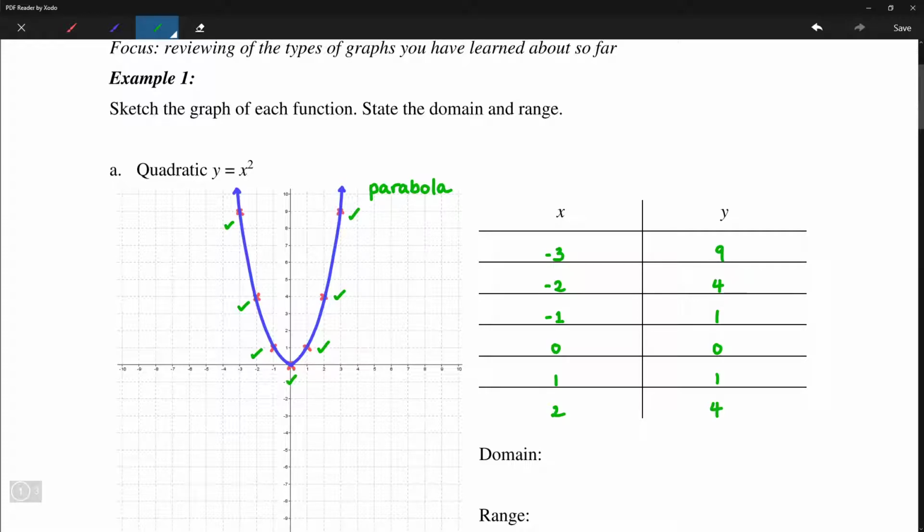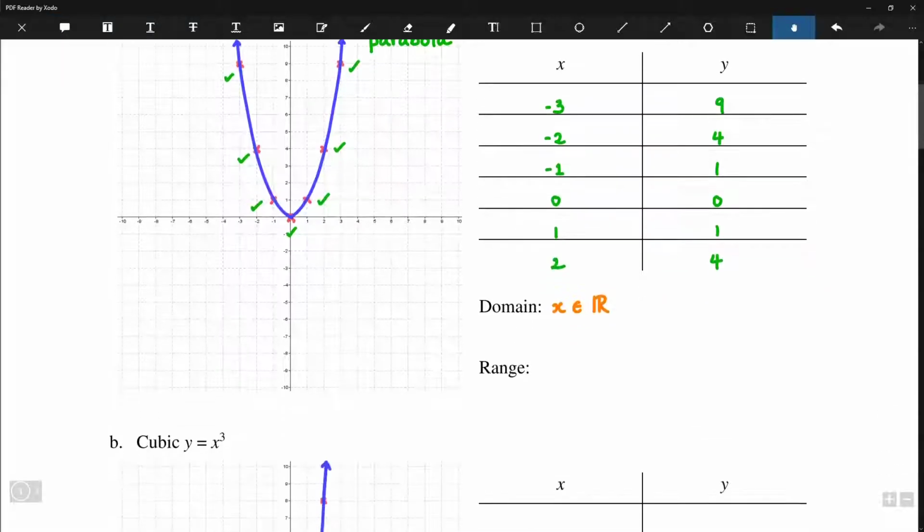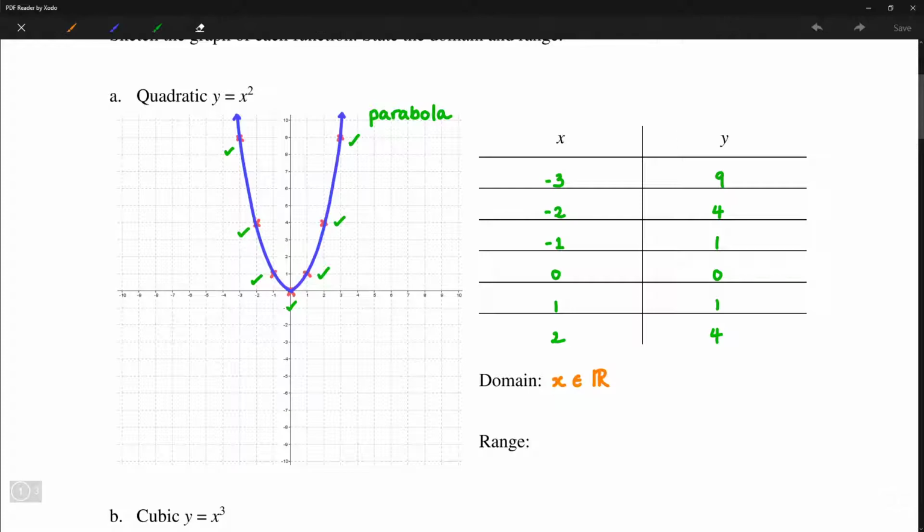Okay, and just a quick note on domain and range. The domain of this graph is x is an element of the real numbers, and the range is that y is greater than or equal to 0.